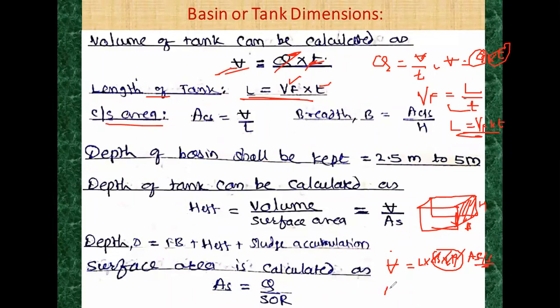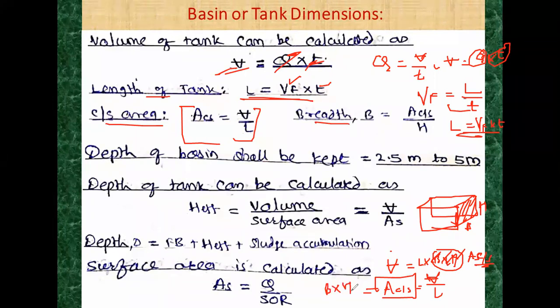So to find out the cross-section area, I can divide this volume by the length. Okay, so here the cross-section area of the tank will be equal to volume upon length of a tank. Then how to find out the breadth? Now that you have found the cross-section area of the tank, we have the formula for the cross-section area, that is B into H, right? Then breadth can be obtained by using the formula: breadth B is equal to cross-section area divided by H, height, right? Height or depth of a tank.